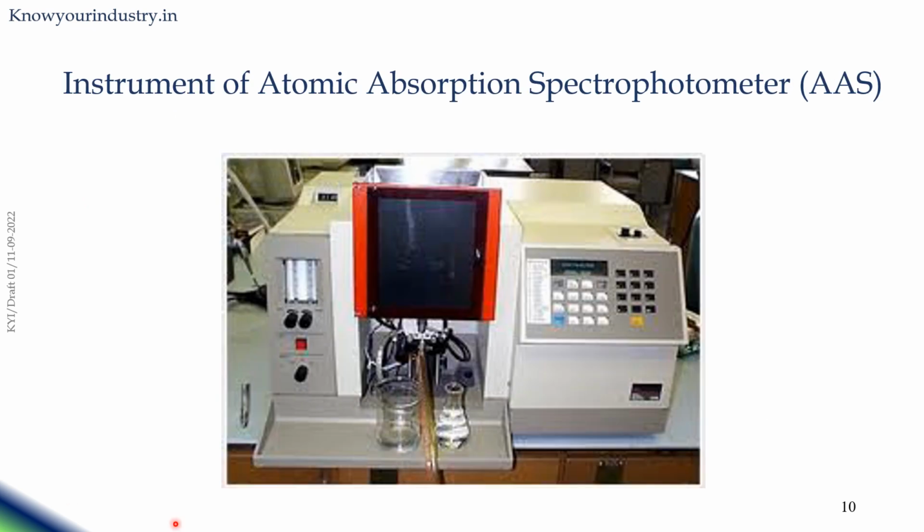This is the typical image of an atomic absorption spectrophotometer, which is employed in analytical laboratories. The samples are kept in this particular space and sucked through the tube and sprayed into the atomization process. Then it is analyzed in the instrument.